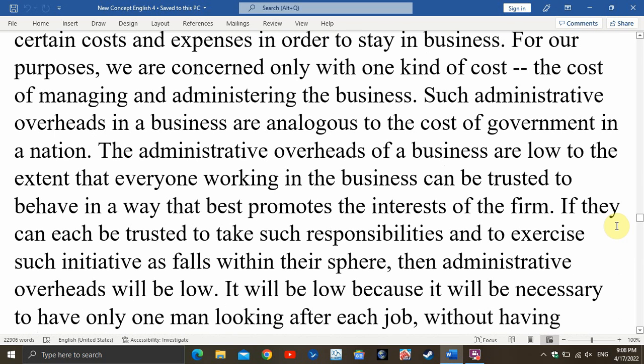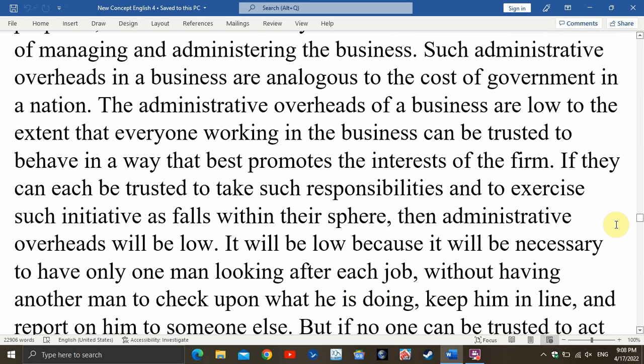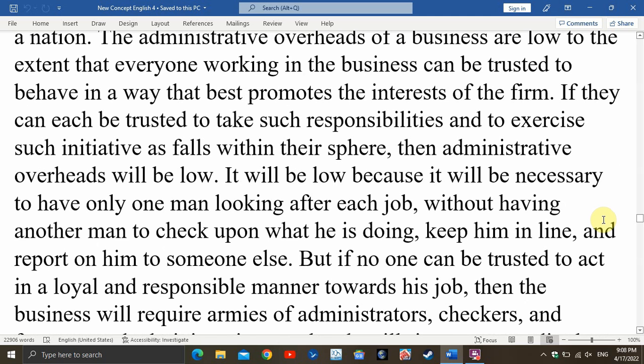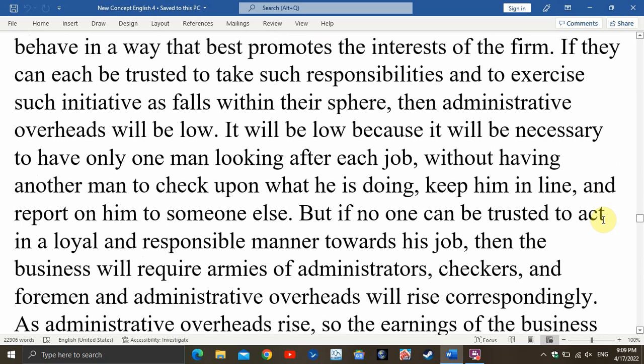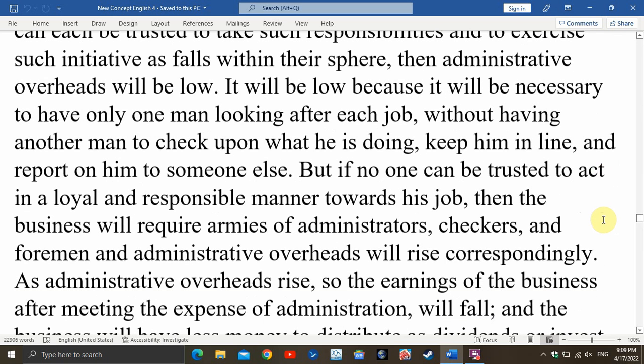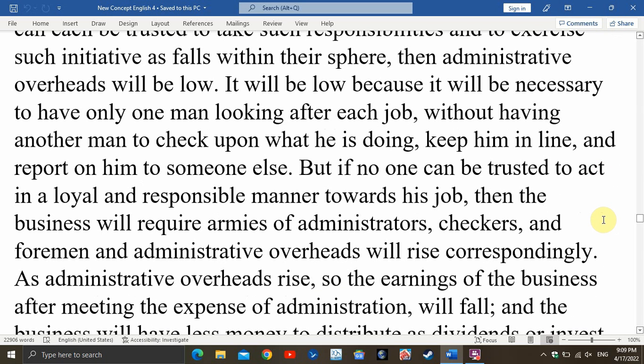The administrative overheads of a business are low to the extent that everyone working in the business can be trusted to behave in a way that best promotes the interests of the firm. If they can each be trusted to take such responsibilities and to exercise such initiative as falls within their sphere, then administrative overheads will be low. It will be low because it will be necessary to have only one man looking after each job, without having another man to check upon what he is doing, keep him in line, and report on him to someone else.